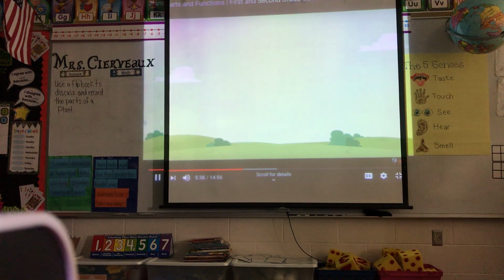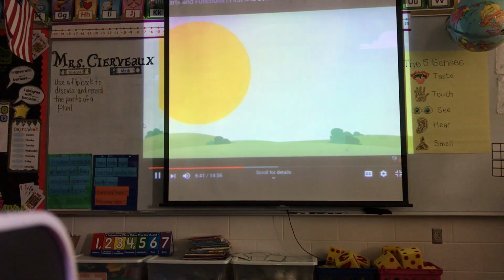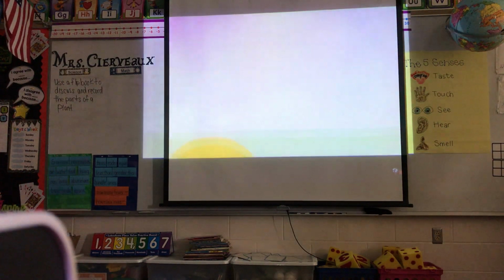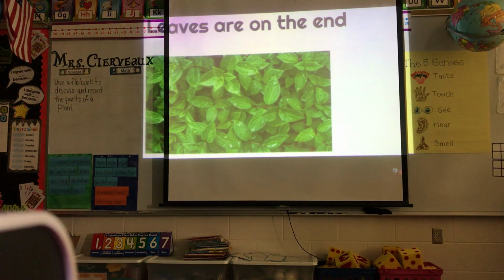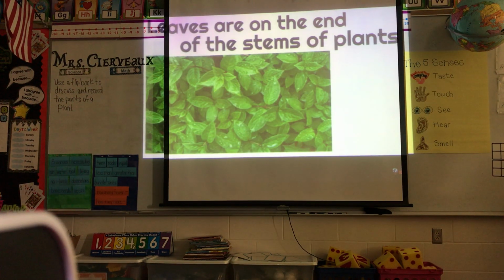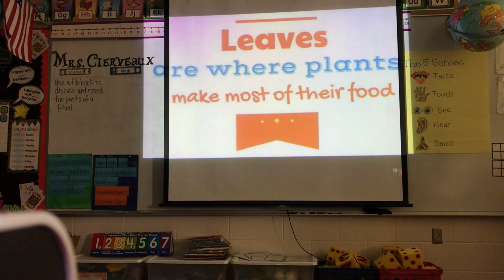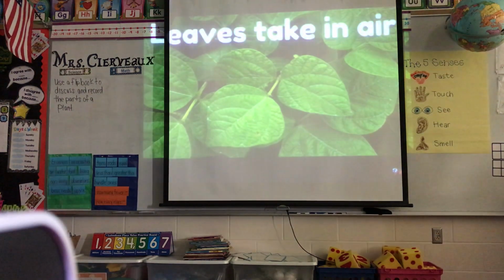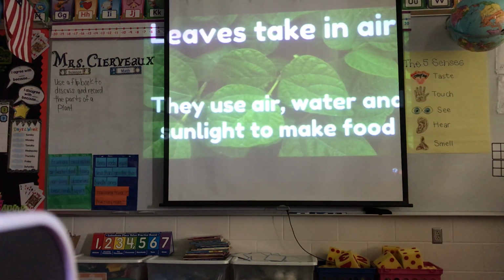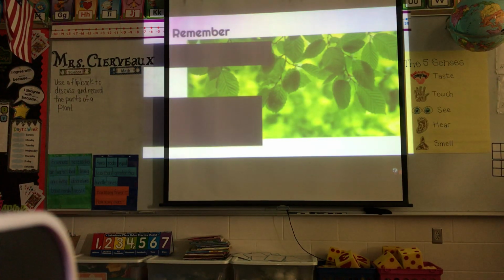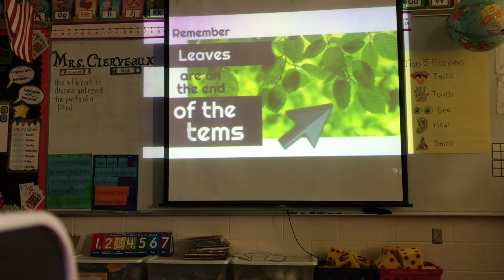Plant parts we're going to learn today are leaves. The leaves are on the end of the stems of plants. And this is interesting. Leaves are where plants make most of their food. Leaves take in air, and they use air, water, and sunlight to make food. Remember, leaves are on the end of the stems.